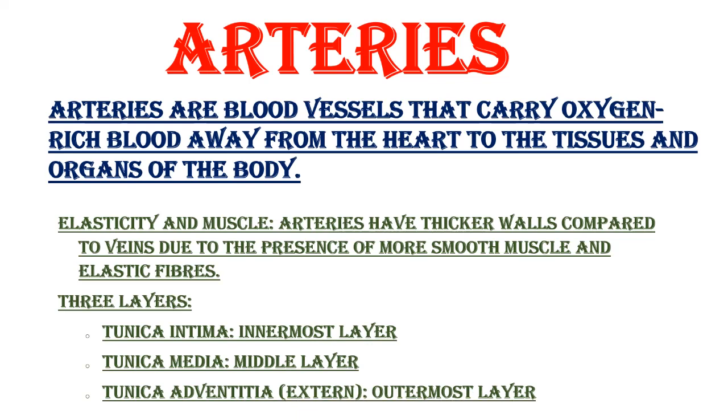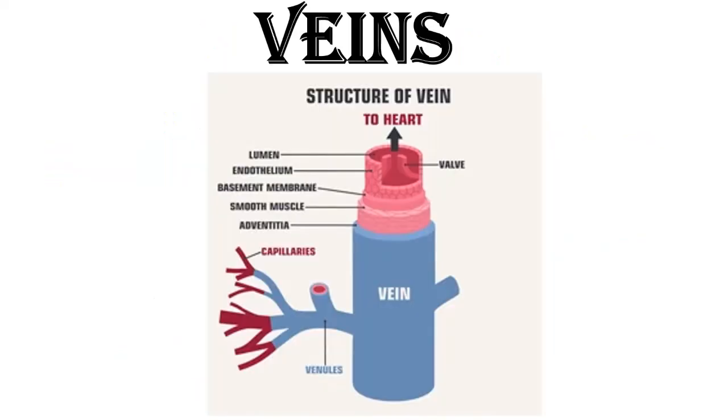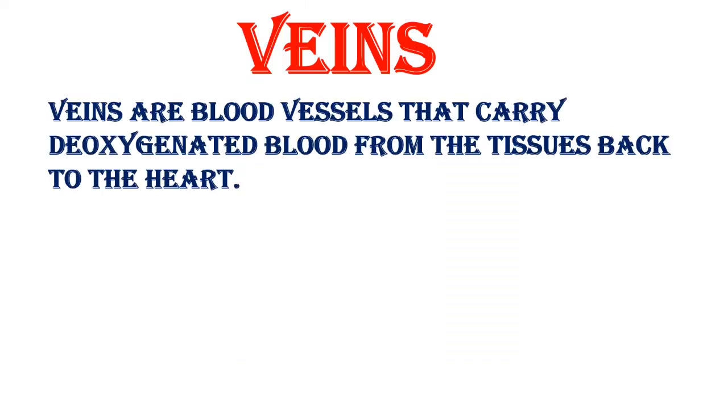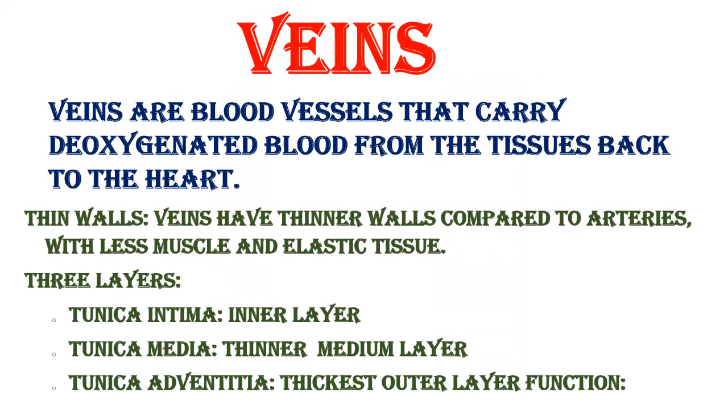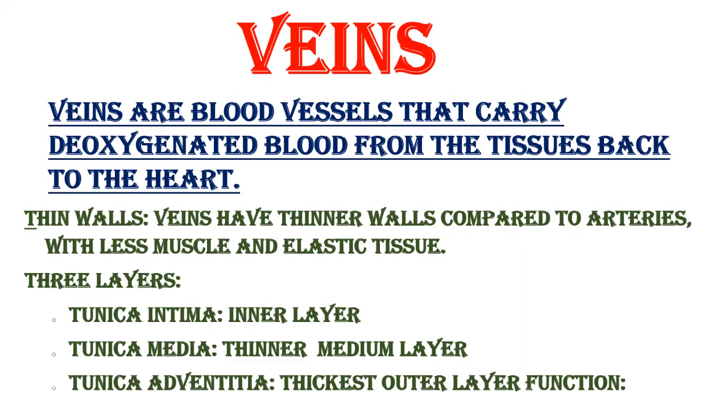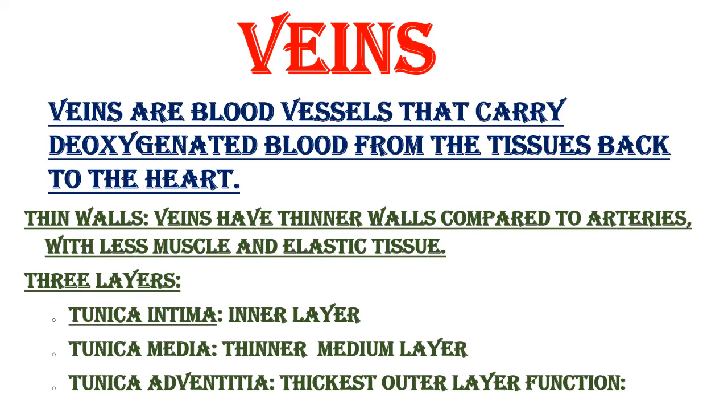Veins. Veins are blood vessels that carry deoxygenated blood from the tissues back to the heart. And the veins have thinner walls compared to arteries with less muscle and elastic tissues. Veins are also divided into three layers: tunica intima, tunica media and tunica adventitia. Differences between arteries and veins.